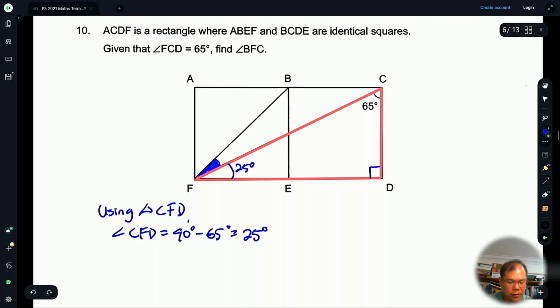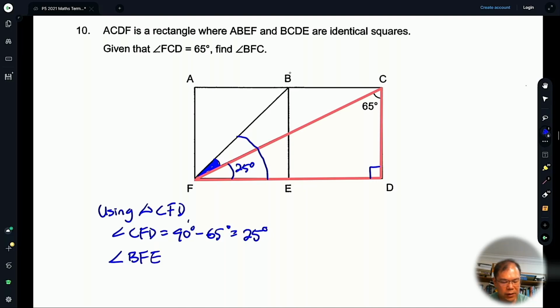Alright, now if I want to find angle BFC, all I need to do is to take this angle here, minus 25 to get angle BFC. So how do I know what is angle BFE? What is angle BFE?